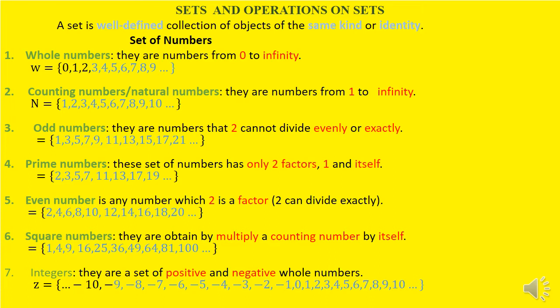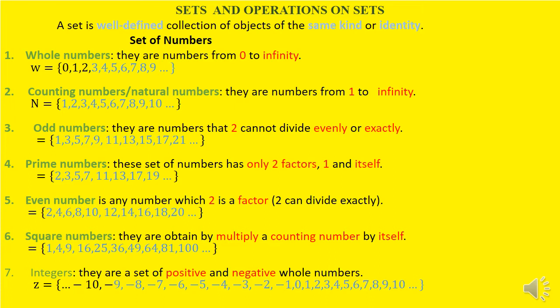It is well-defined because we can describe sets of items. We can name a particular group of objects. Therefore, we say that a set is a well-defined collection of items. We can give a name to a particular group of items or objects.